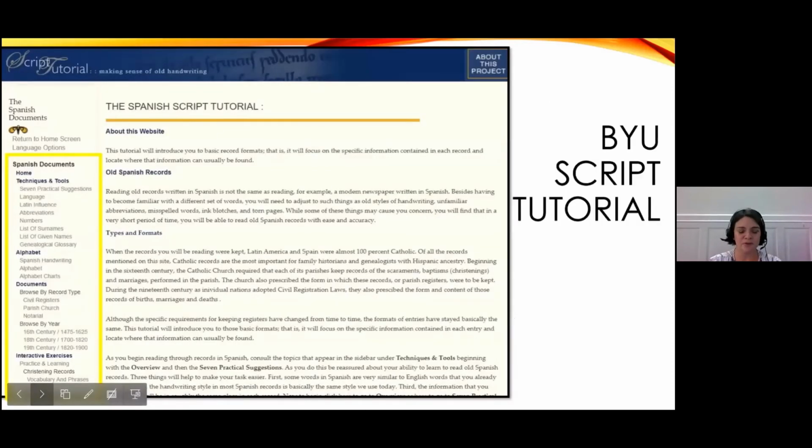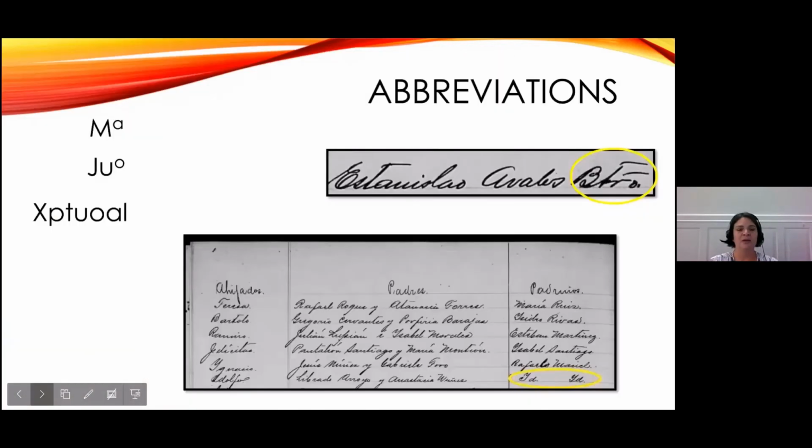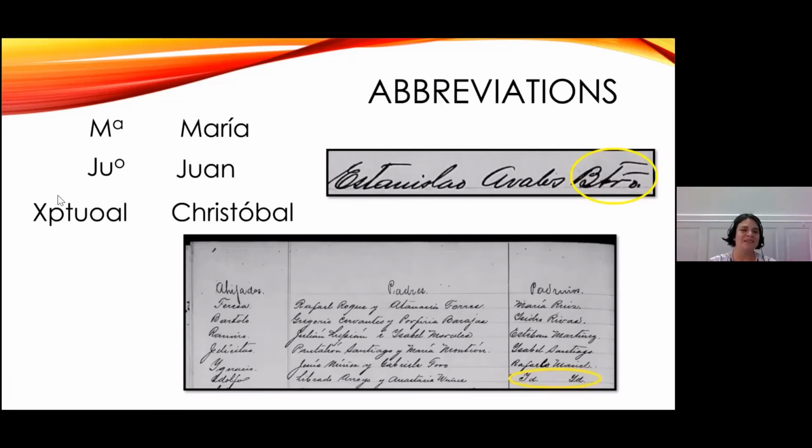Okay, we looked at the BYU script tutorial already. Oh, here's some abbreviations. Okay, do you want to guess what MA stands for? It's very common. Maria. This one's a little bit harder. J-U-O. Juan. Okay, the last one's hardest. X-P-T-U-O-A-L. Cristobal. I almost never see Cristobal written out like that. I always see it starting with an X, you know, which is short for Christ.